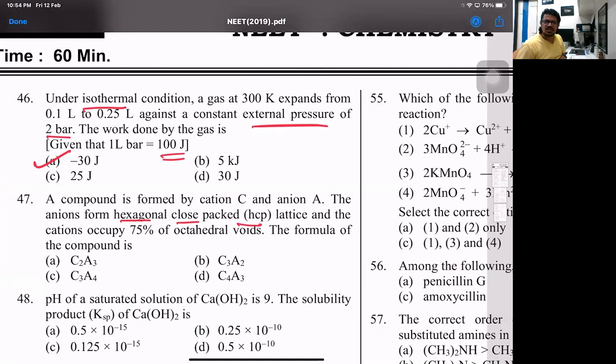And it says the cations occupy 75% of the octahedral voids. The number of octahedral voids is equal to n. So for HCP, n is equal to 6, and it occupies 75%. 75% of 6 is 4.5. So that's it, it's a direct calculation. So the 47th one, if you're calculating, comes as C.